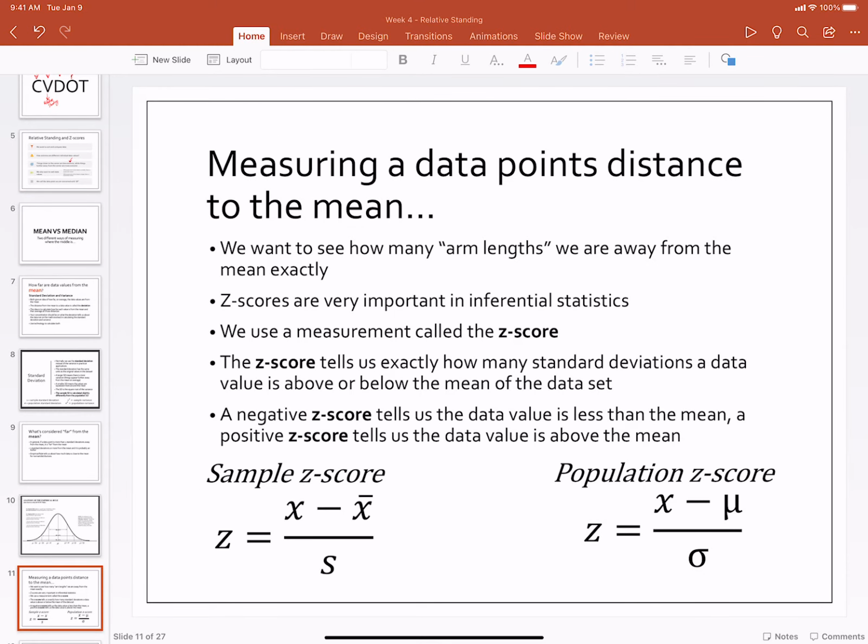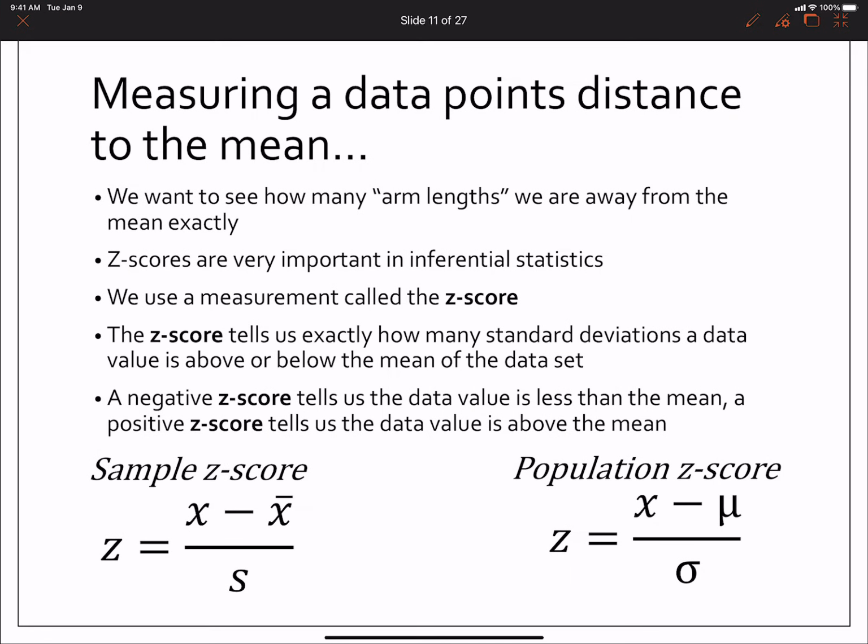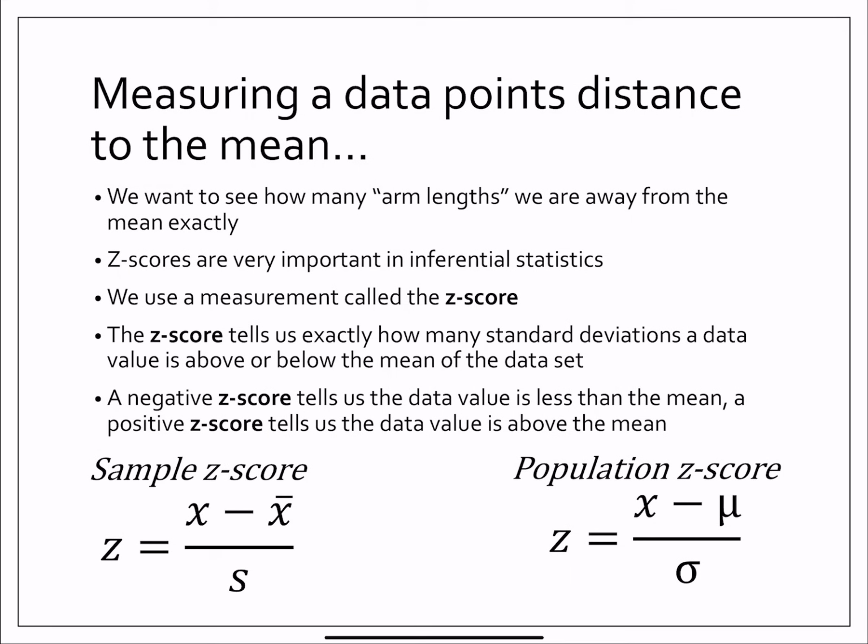Right? So when we're looking at measuring one particular data point's distance from the mean, again, the standard deviation was measuring all of the data and how far all of the data is from the mean. When we're talking about measuring how far one particular data point is from the mean, we want to know exactly. We had done something before in class where we were like a certain number of standard deviations.